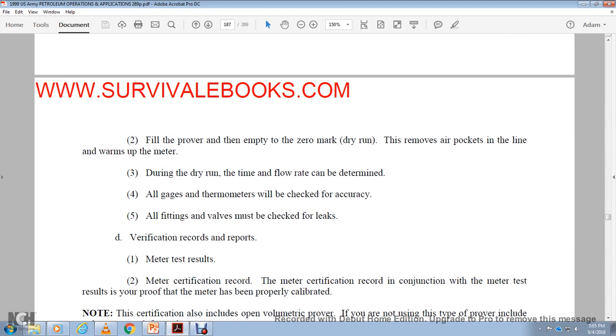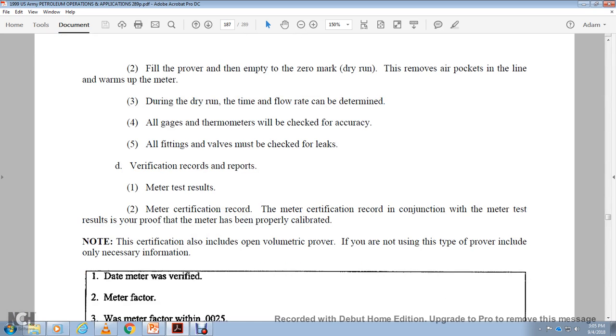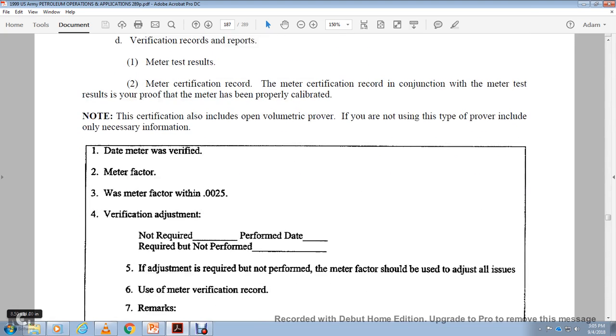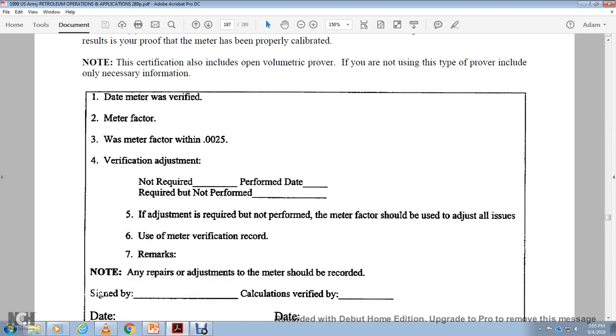Meter certification record. The meter certification record, in conjunction with the meter test result and the proof, shows the meters have been properly recorded and calibrated. The certification includes the volumetric proof, and it includes only the necessary meter data. If the meter factor is within 25 thousandths, or 10 thousandths, verification is recorded and no adjustment performed. If the adjustment is recorded, not performed, the meter factor should be adjusted. All should use the meter verification record.